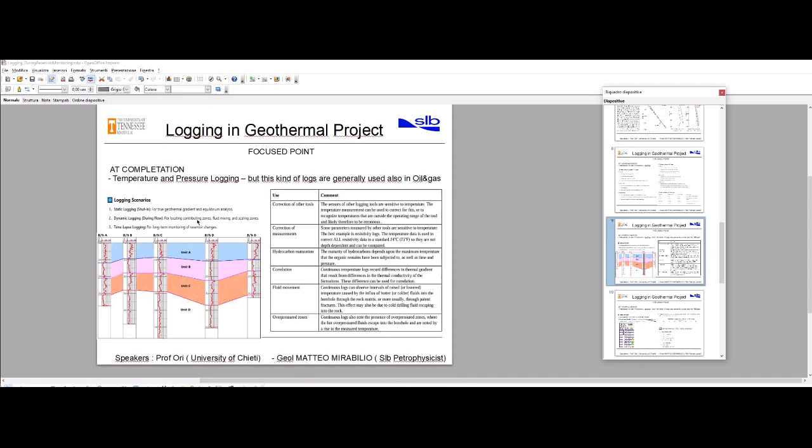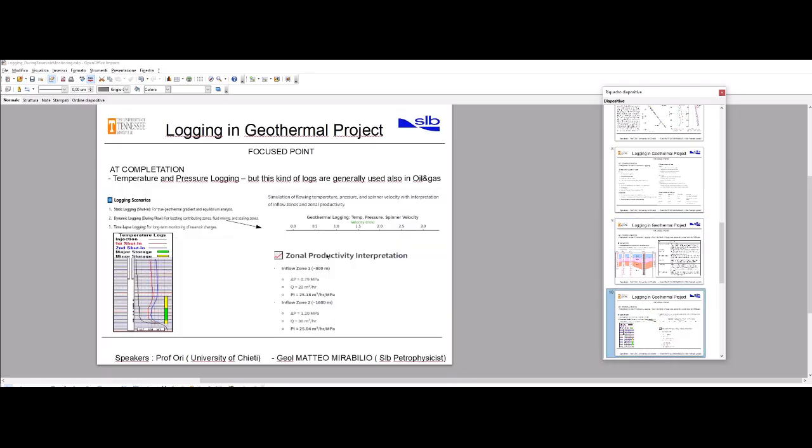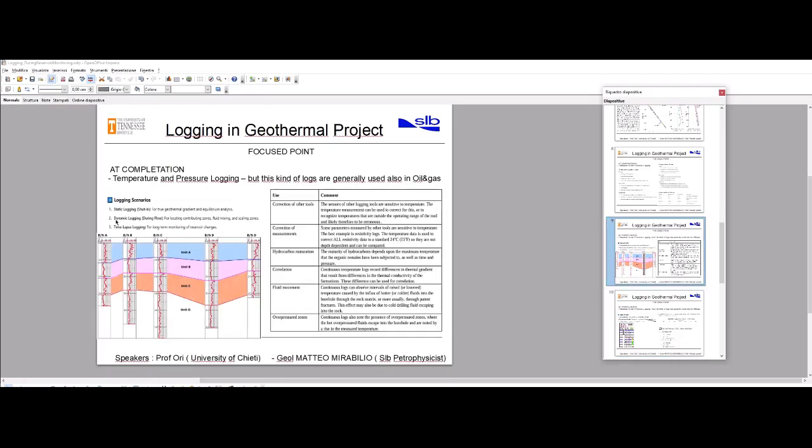So, dynamic logging during flow, for example, for locating contributing zone, fluid mix and scaling zone. We have the dynamic logging during flow. For example, in this case, when we have a dynamic log, we have this kind of situation. We have simulation of flowing temperature, pressure, but also the spinner velocity. So we are just in the pre-phase of production, and so we generally use the dynamic logging in the testing phase of pre-production reservoir.